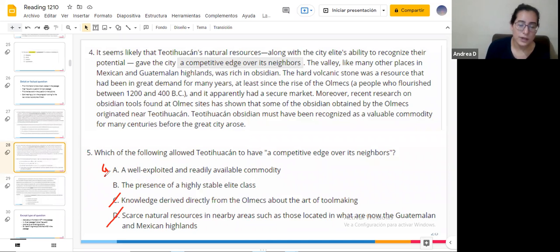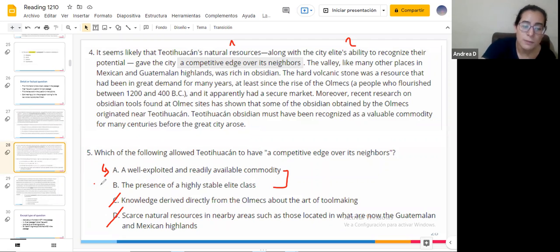So the next thing you guys need to do once you know where the answer is and what it is, natural resources, the city elite's ability, is try to look for synonyms, okay? So you narrow your information and then you look for synonyms, or you try to paraphrase that. You need to find an option that's saying the same thing but in different words, because it's not gonna be so easy as something like option A, Teotihuacan's natural resources along with the city elite. It's usually not gonna be that easy. They're gonna try and make it difficult for you by using synonyms and everything else, but it's the same.